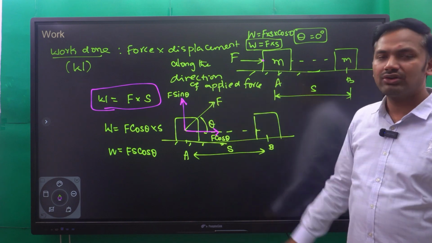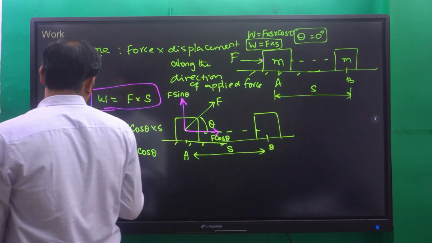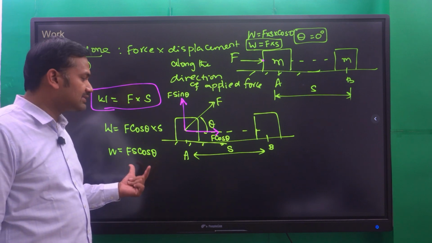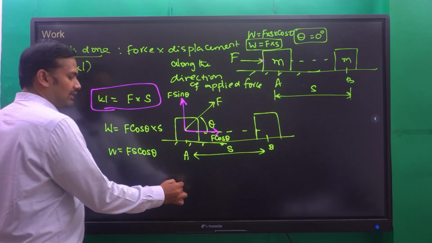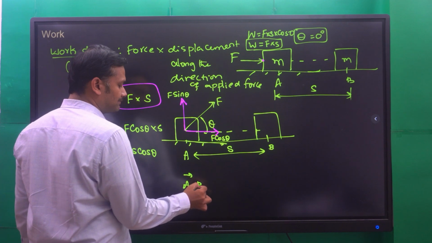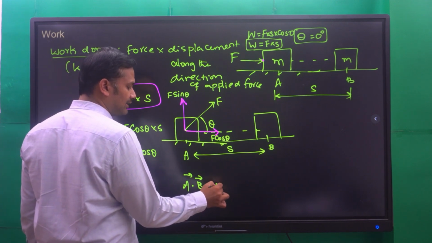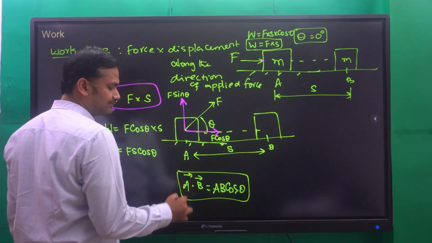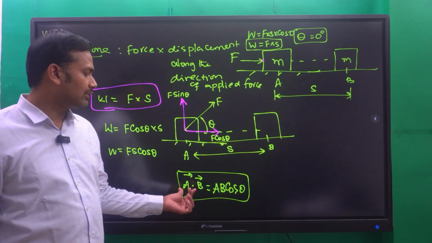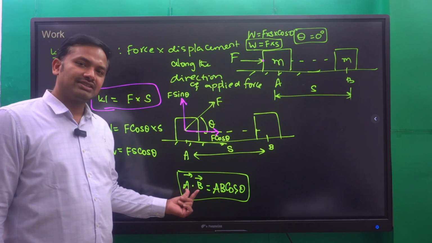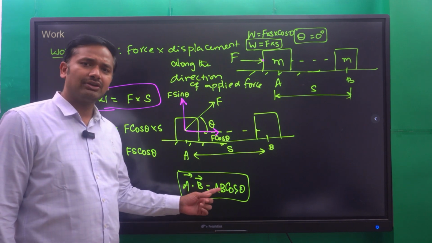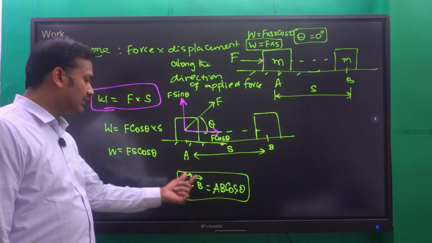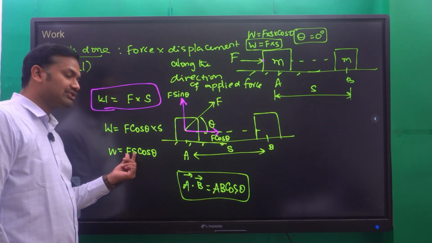Understood? That's how we got the formula at the beginning. Okay? F into S. Now, if you remember, A bar dot B bar can be written as AB cos theta. This is also known as scalar product. In the vector products, we have discussed this: A bar dot B bar equal to AB cos theta, which is also known as dot product. So if you observe AB cos theta, here also Fs cos theta.